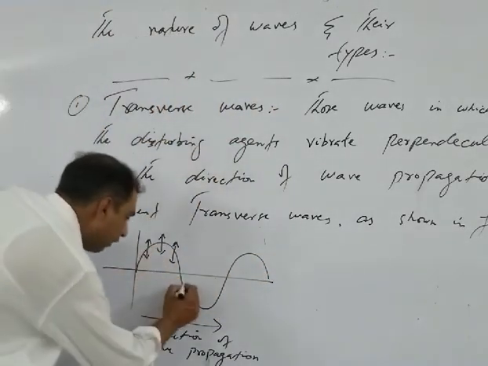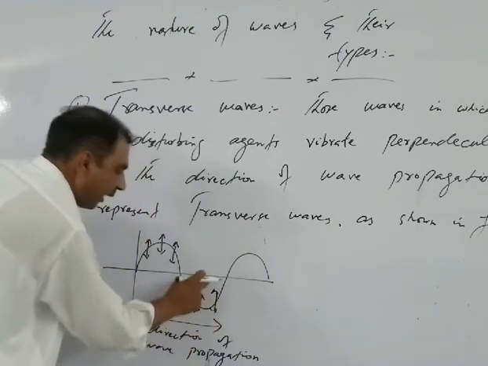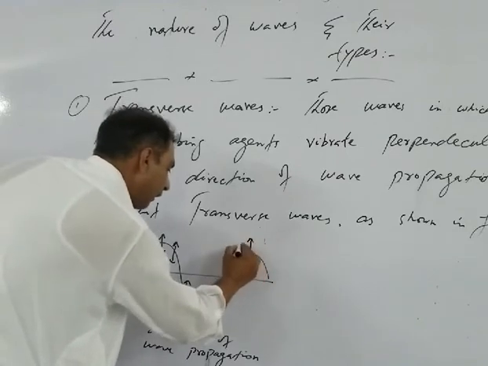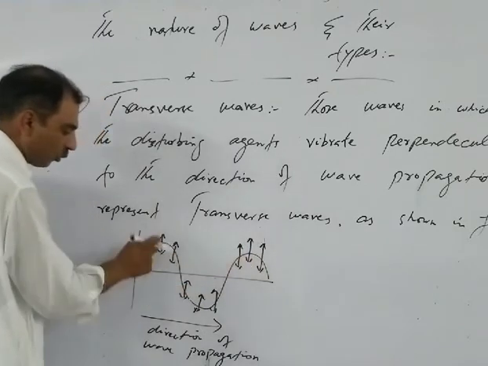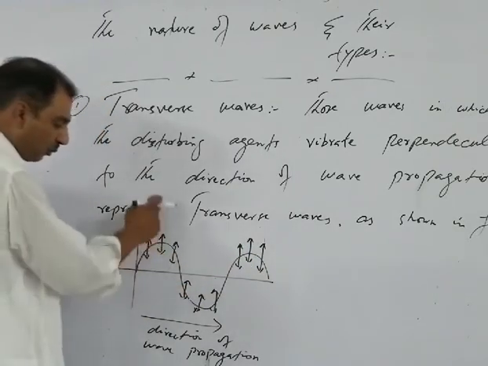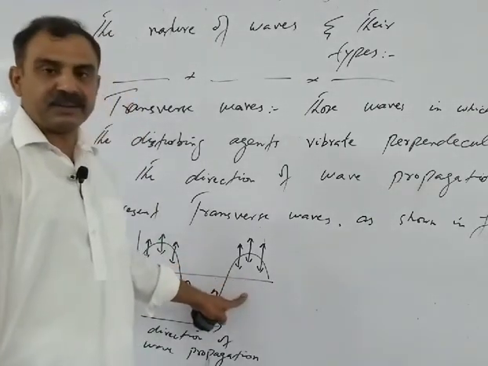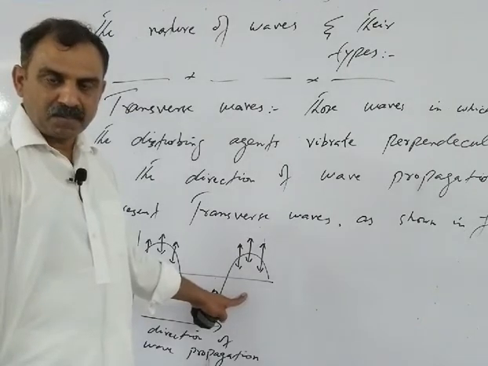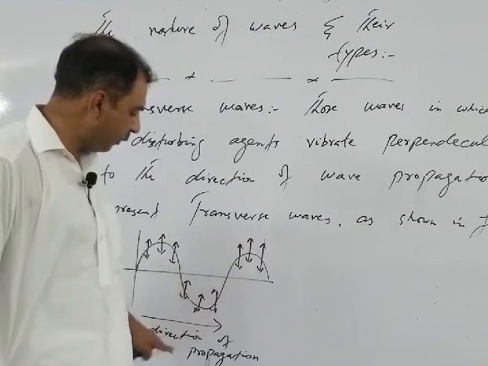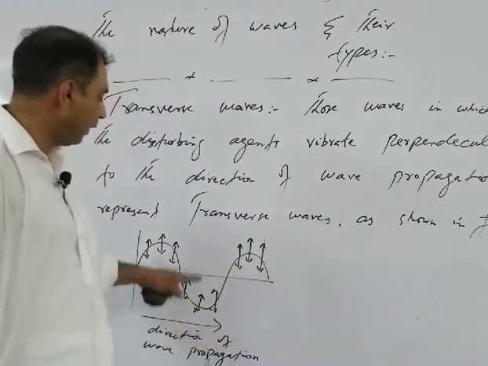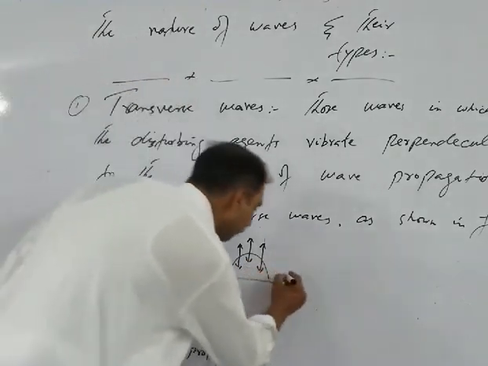In this case, these particles, which I express by these double head arrows, vibrate, showing the vibration which is perpendicular to the direction of motion. So when this type of disturbance of the particle takes place, making 90 degree with the direction of wave motion, wave propagation, these types of waves are called transverse waves.